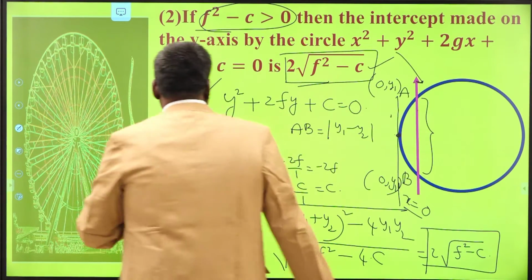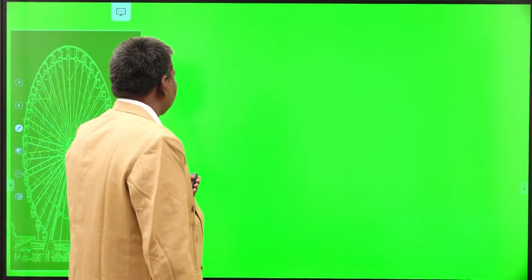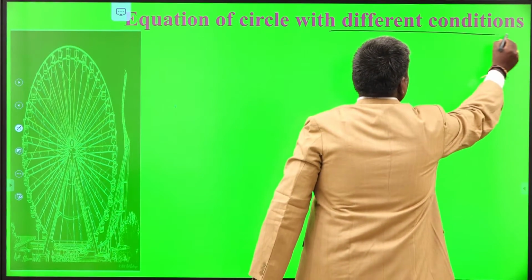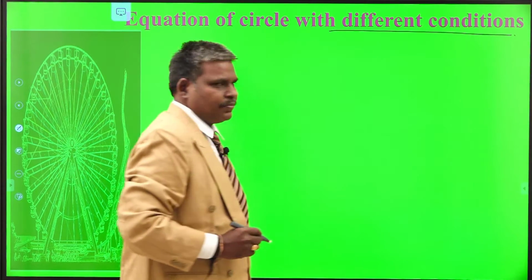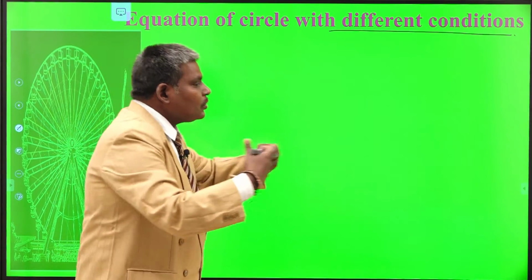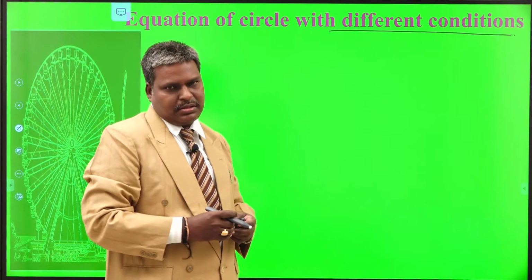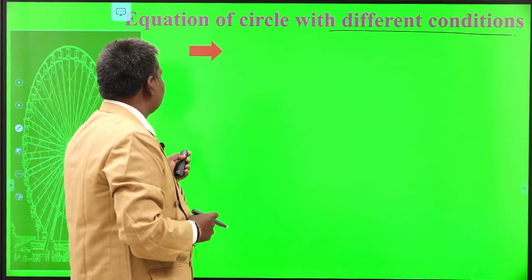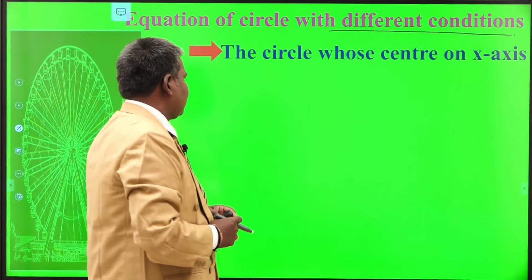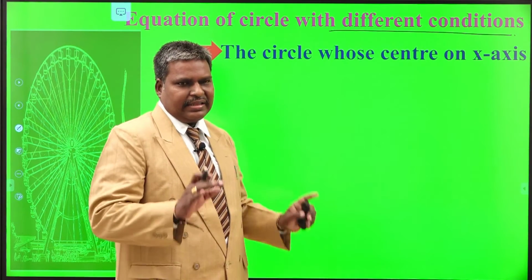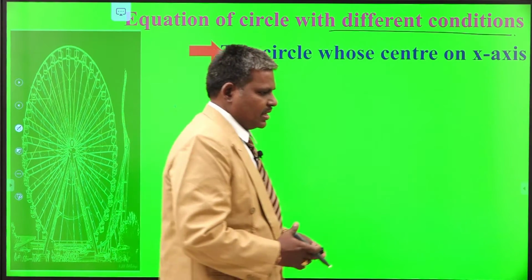Now let us see the equation of a circle with different conditions. This is my next concept. We are going to find the equation of circles satisfying some conditions. Let us see one by one. This is the condition: the circle whose center lies on the y-axis. At that time, what is the equation of the circle in the form?